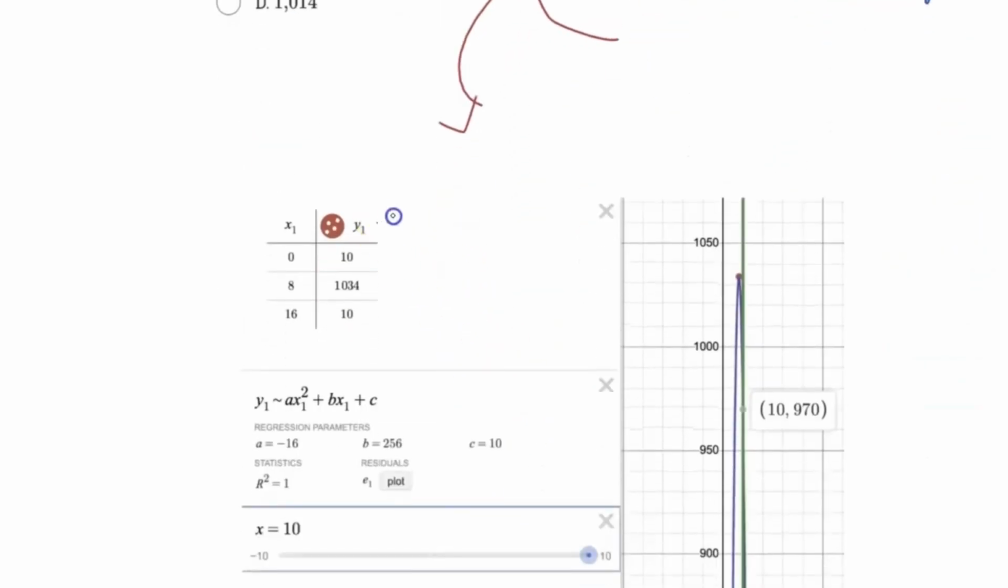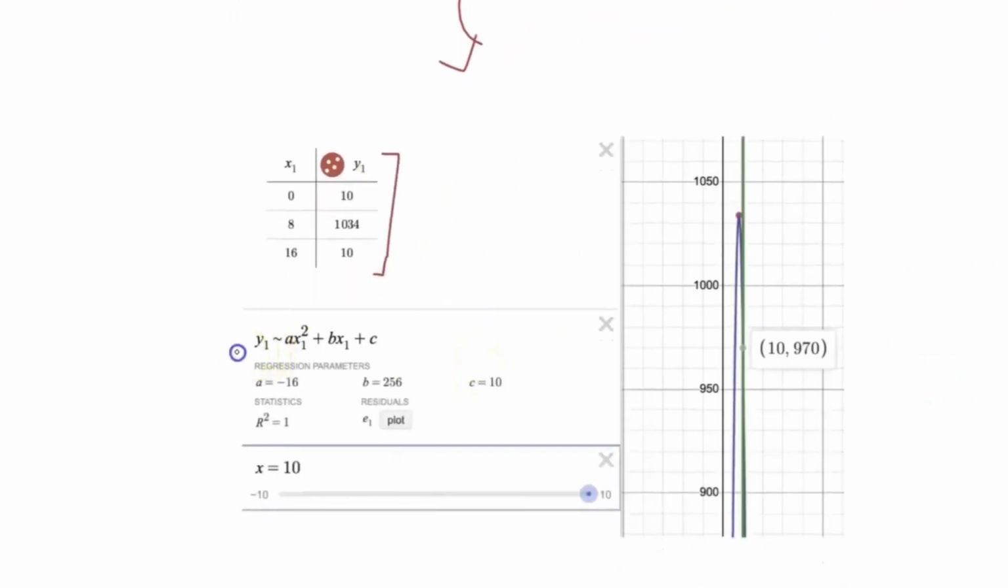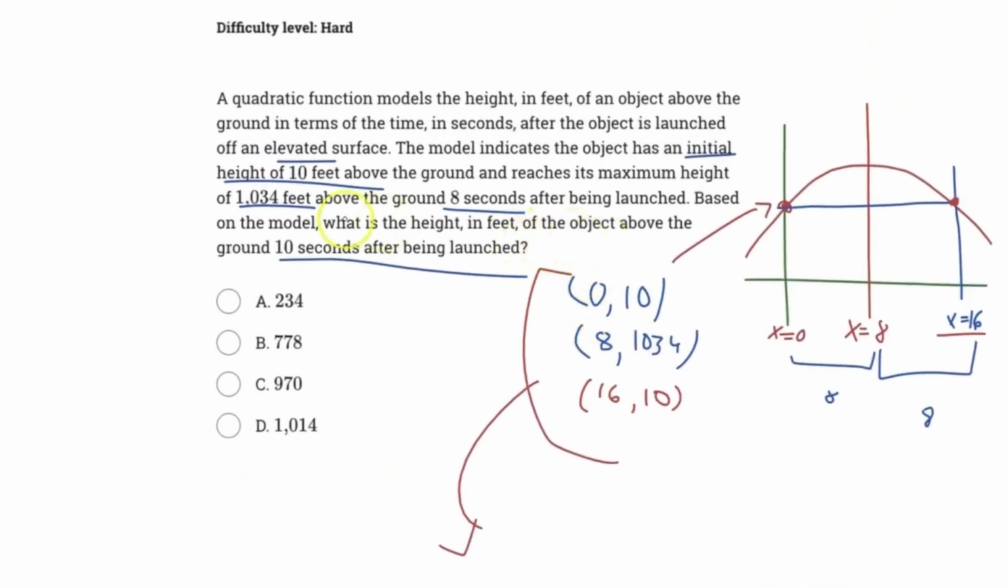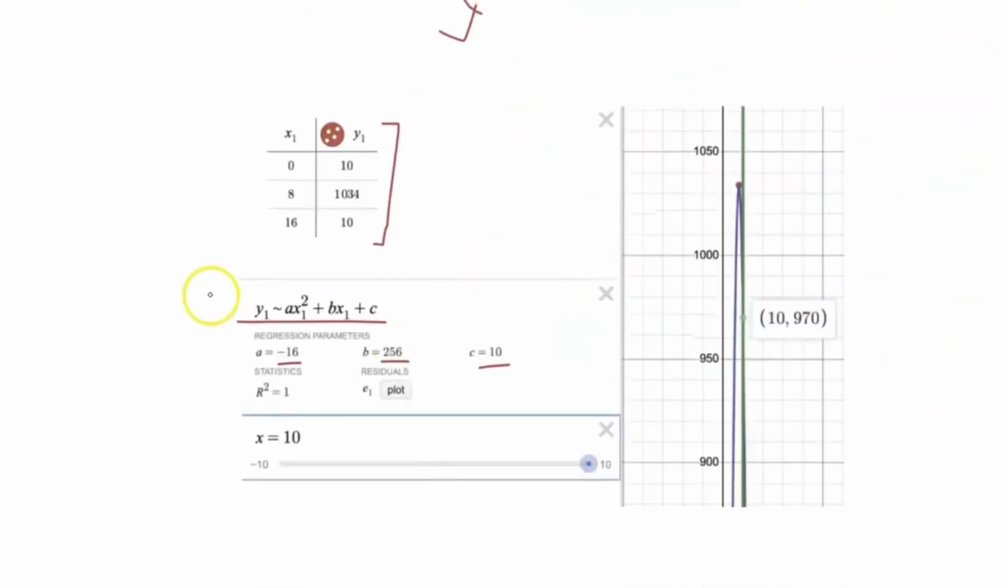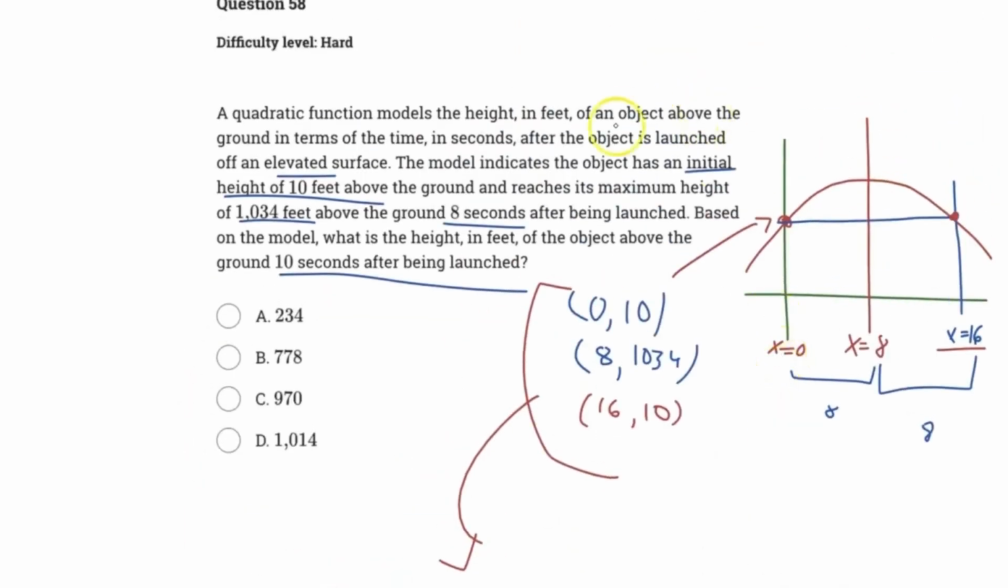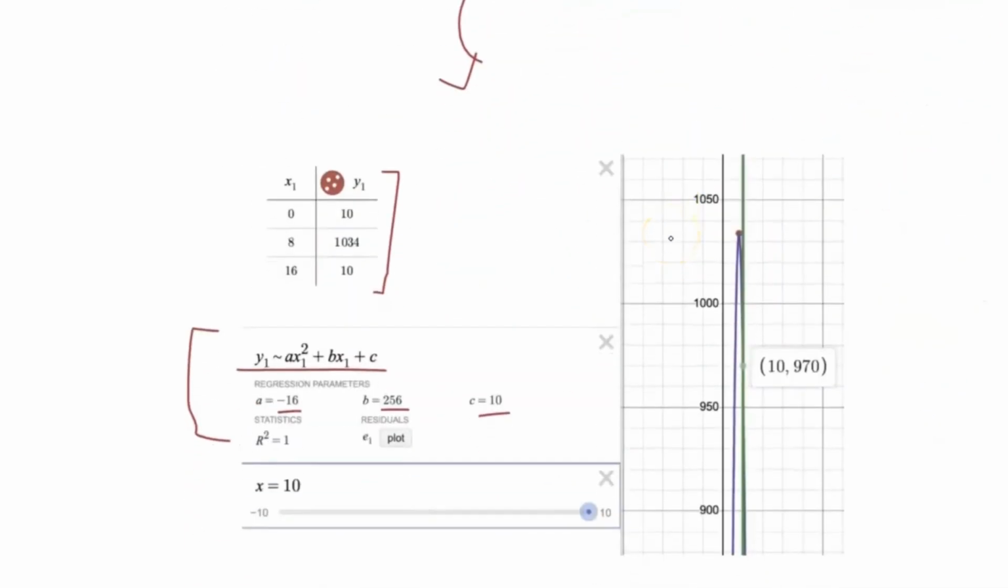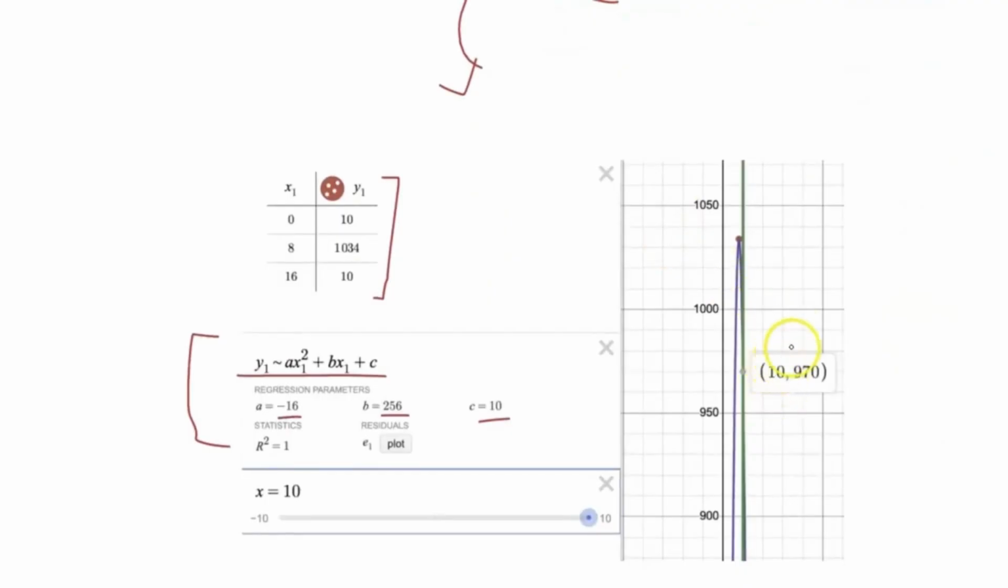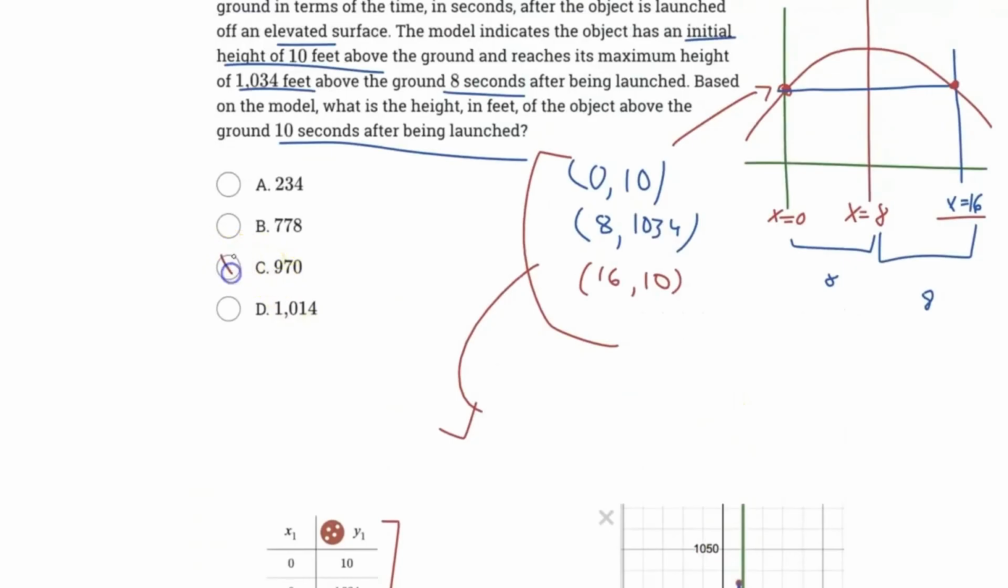As you can see here, just a table with the points, and we put in our regression, and it gives us our graph. It gives us the a, b, and c values. But the question is asking, what is the height, in feet, of the object above the ground 10 seconds after being launched? So since we already have the function that represents the problem, all we have to find is the height of the object 10 seconds after being launched, when x equals 10. So we just put in x equals 10 here, found the intersection, and we see that when x equals 10, the y value equals 970, therefore our answer is choice C.